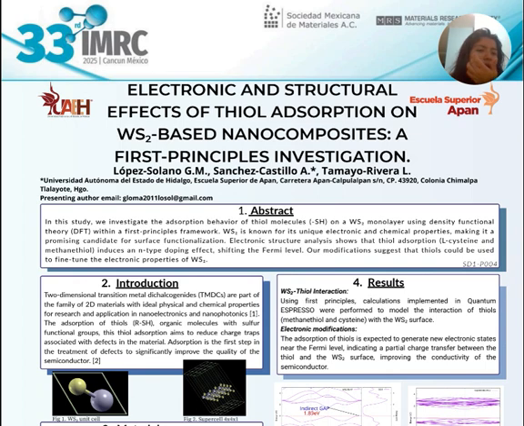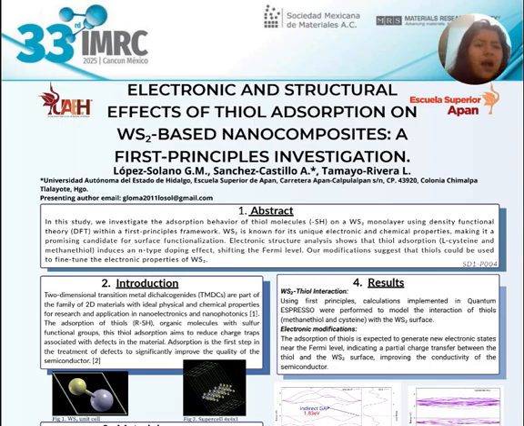Okay, before we begin, let's ask ourselves: what is a thiol, and what is a tungsten disulfide? A thiol is an organic compound characterized by having a functional group, SH, called a thiol group, which is the sulfur analog of the hydroxyl group.